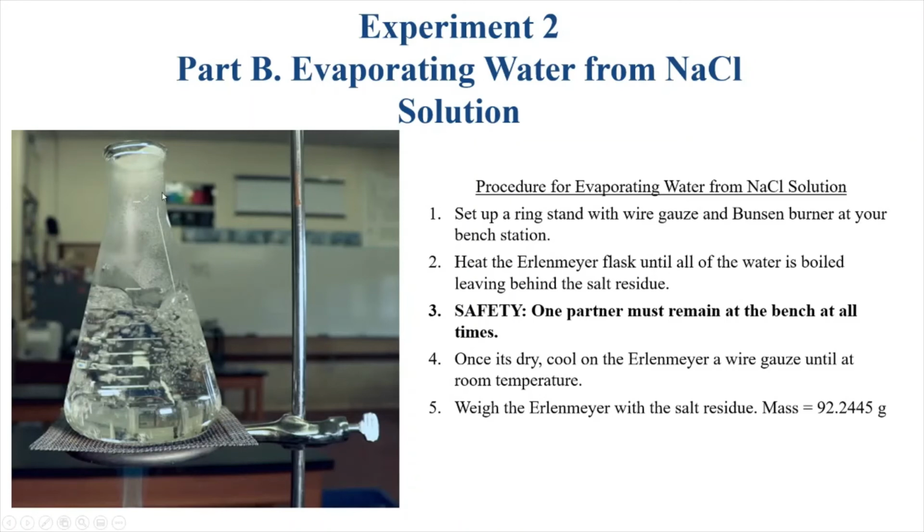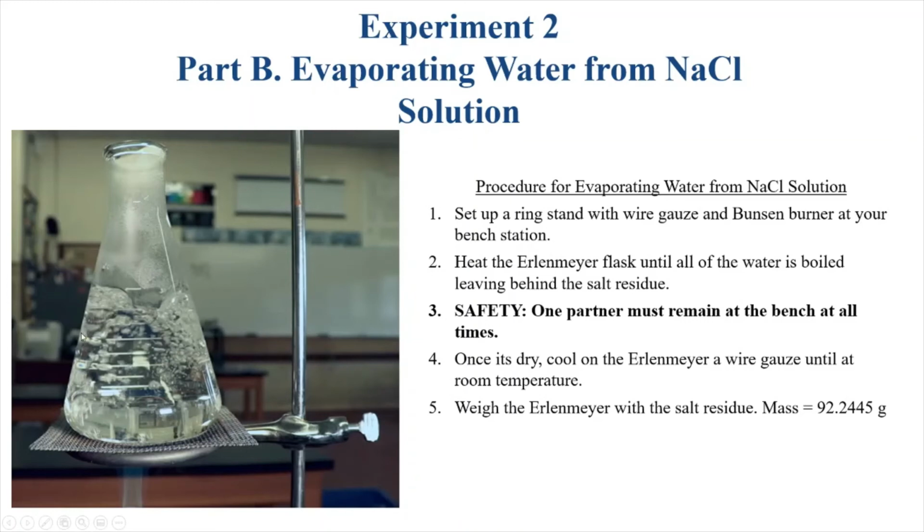Okay, so to heat this up, we're going to use a Bunsen burner to boil the water off. So we set up our ring stand with the wire gauze and the Bunsen burner. You're going to heat the Erlenmeyer flask until all the water is boiled. And whenever you're working with a Bunsen burner, you have to have somebody physically standing at the bench top watching it, because obviously it's a fire hazard.